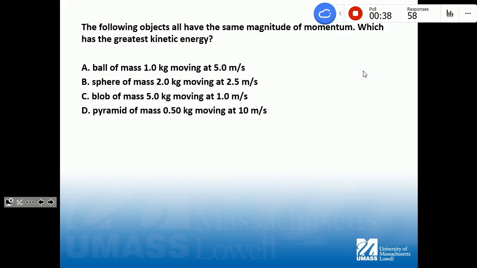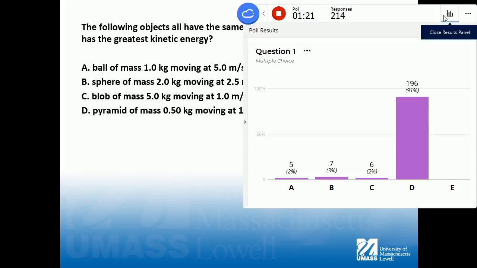So tell me, which of these has the greatest kinetic energy? As you're answering this, compute the momentum of these. What can you say about their momentum? They all have the same momentum. Does that mean they have the same kinetic energy? Remember, it's 1/2 mv squared. Let's see where you guys are at. Good. But okay, you get the idea.